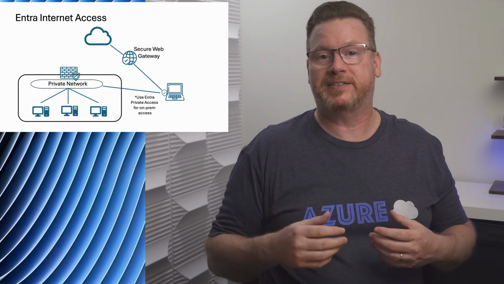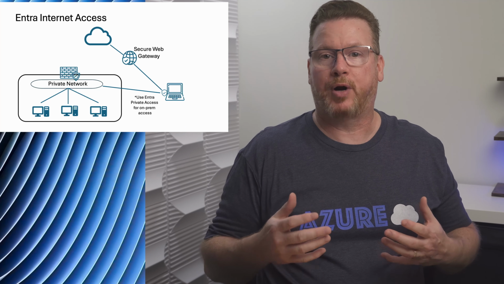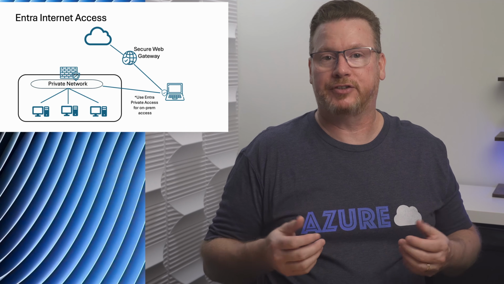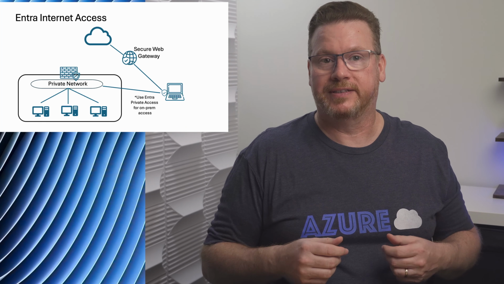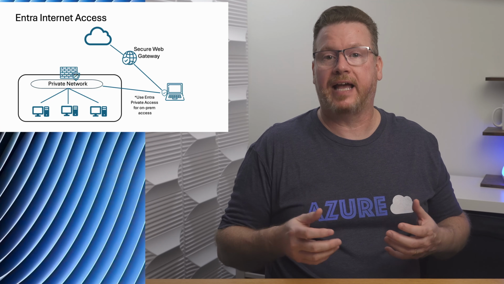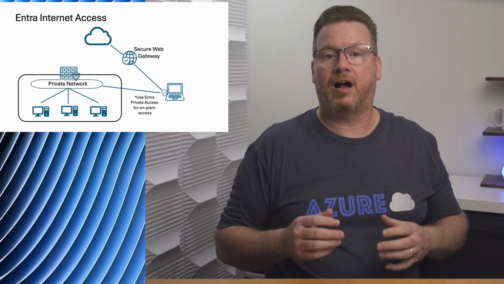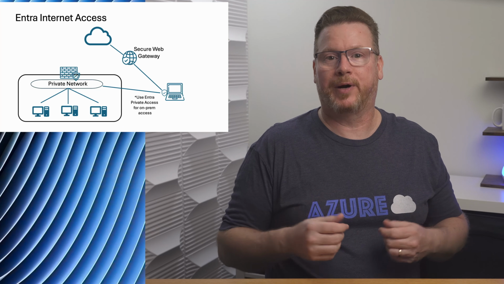Let's use Windows 365 as an example. To filter web traffic, we need to deploy a private network that requires an Azure subscription, Azure Virtual Networking, and other Azure resources. With Entra Internet Access, we can deploy the Global Secure Access client to that endpoint and configure all the policies from the Azure portal. No Azure resources are required.